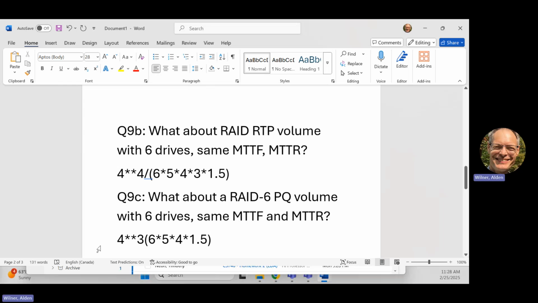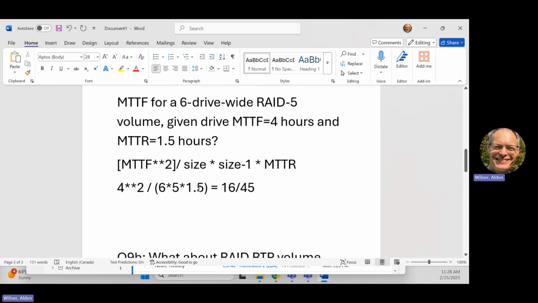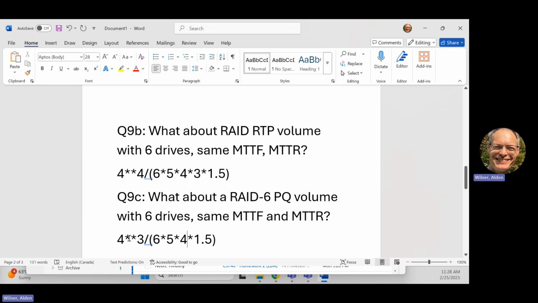Again, that's going to be 64 over 6 times, well, we can divide that by 4 again, bring that back down to 16, just to eliminate that 4. And it turns out that the MTTF of a RAID 6 PQ with that particular configuration is identical to the RAID 5 volume, right? Because we happen to have picked the numerator that is canceling out with the denominator down here. So this would actually be 64 over 6 times 5 times 3 times 1.5, because we can cancel out some of our terms and make our calculations a little simpler.